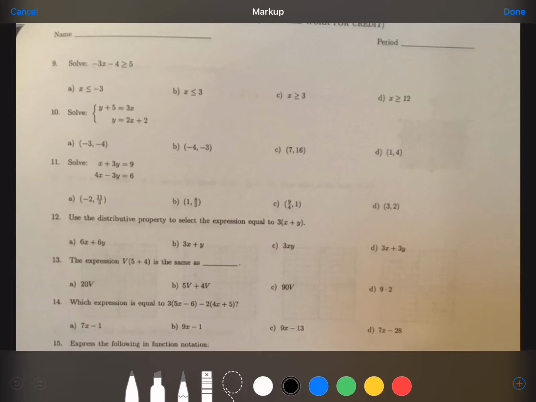Alright, so if you take a look at number 10 and actually number 11 as well, on both of these it says solve, but they give us two equations. I don't really need you to highlight that, but I want you to see that they give us two equations. Anytime they give us more than one equation, it is called a system. So I want you to write this down, not in highlighter. That is a system of equations.